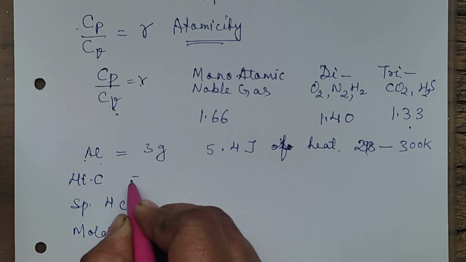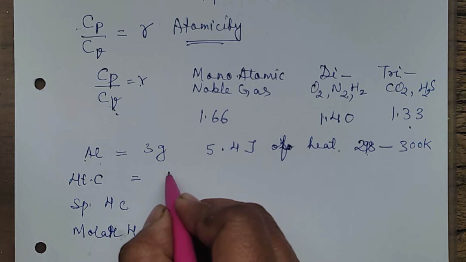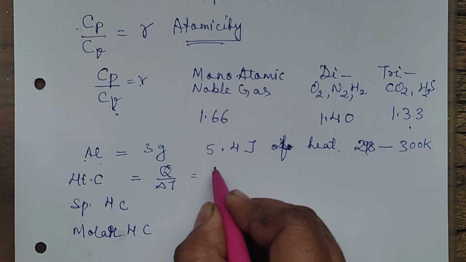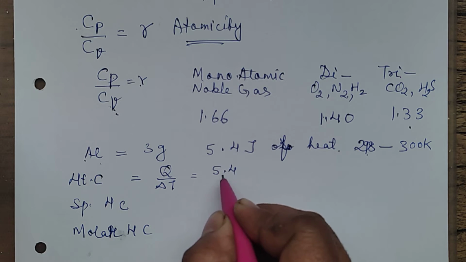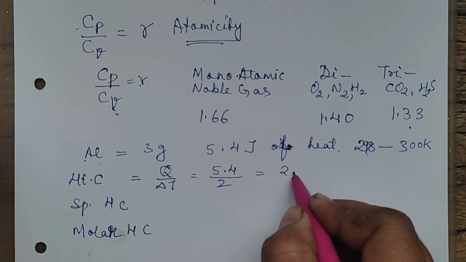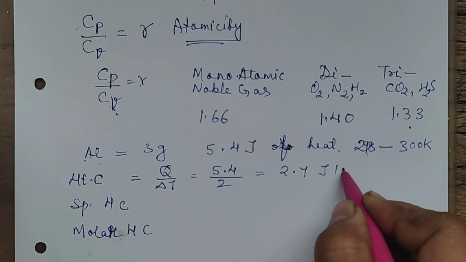So what is heat capacity? Heat capacity is equal to Q by delta T. So what is Q here? 5.4 divided by the temperature difference, that is 2. So you will have 2.7 joule per Kelvin.